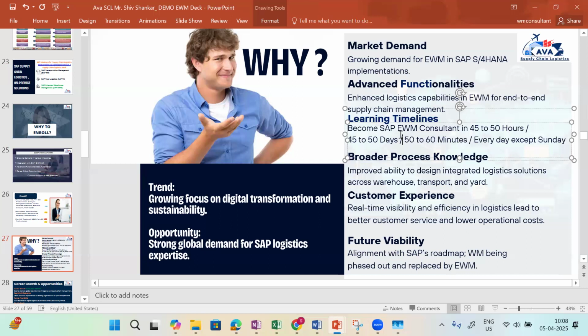When I say enterprises, take Coke itself: they have around 523 warehouses. Imagine these 20,000 enterprises, how many warehouses they have. To manage them and move them from WM to EWM, how many consultants are required? So the potential of extended warehouse management is phenomenal.